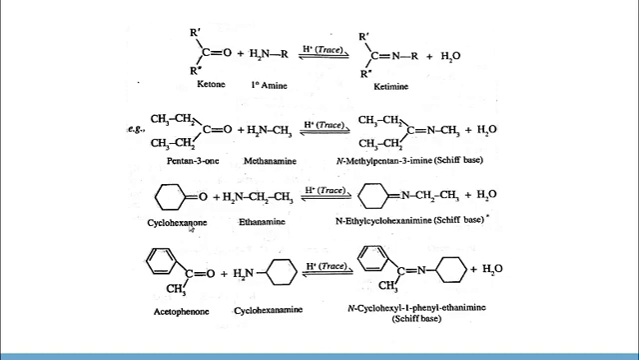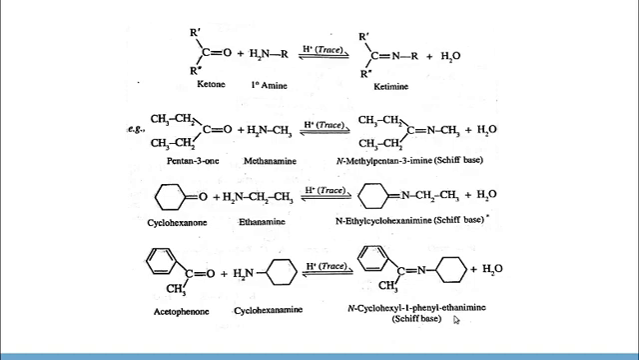Another example, cyclohexanone on reaction with ethanamine. Two carbon atoms are here in this primary amine, so ethanamine. We will get N-ethyl cyclohexanimine. These are imines. Schiff bases are imines. Another example, acetophenone on treating with cyclohexanamine. We will get N-cyclohexyl-1-phenyl ethanimine. Two carbon atoms are here, so ethanimine.